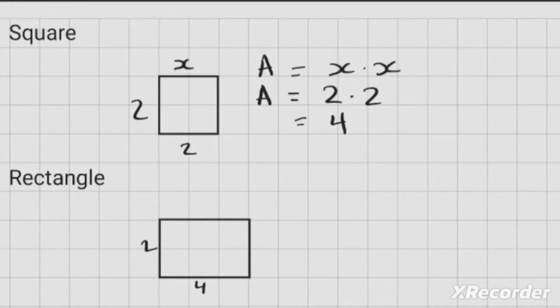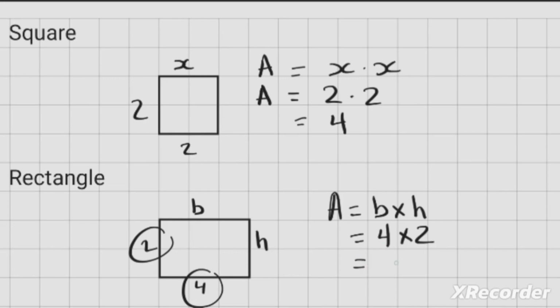So next we have the rectangle. So let's call the base b and the height, let's call it h. So to calculate the area, it would just be base times the height. So here the base is 4, and the height is 2, so 4 times 2, which is basically 8. So the area of the rectangle is base times height, and in this case it would be 8.